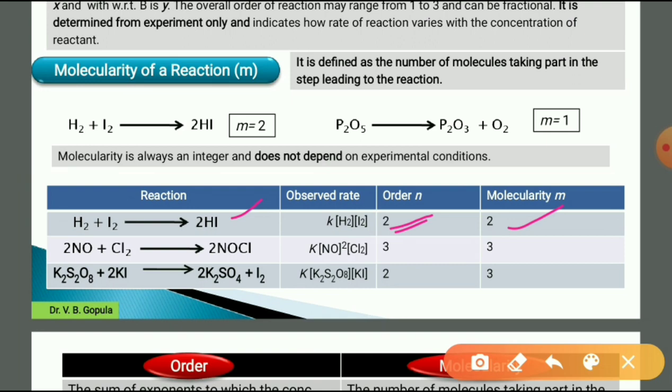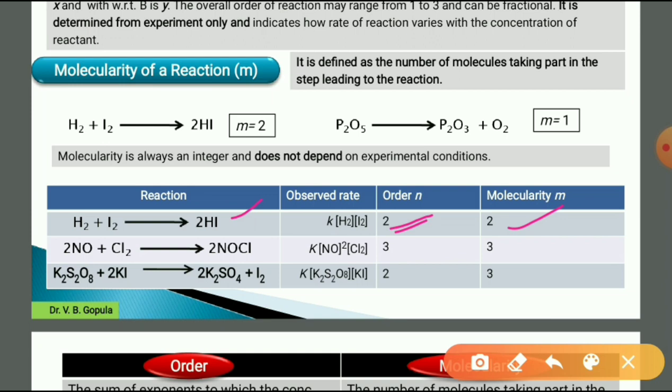Now here also, in the second example, NO reacts with Cl2 to give two molecules of NOCl. Now here the observed rate equation is rate = k [NO]^2 [Cl2].